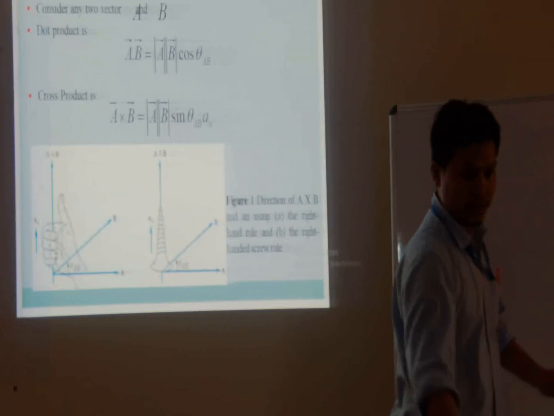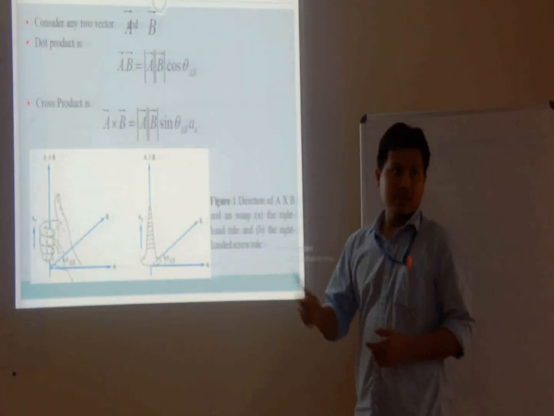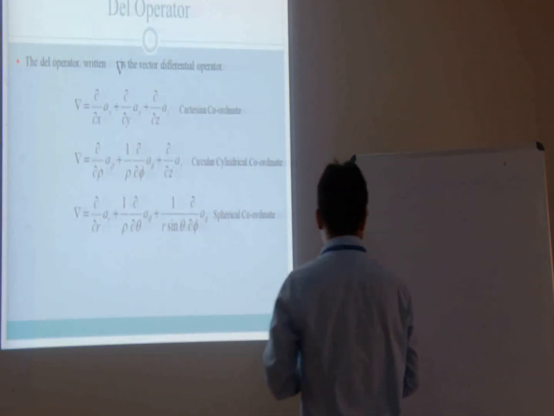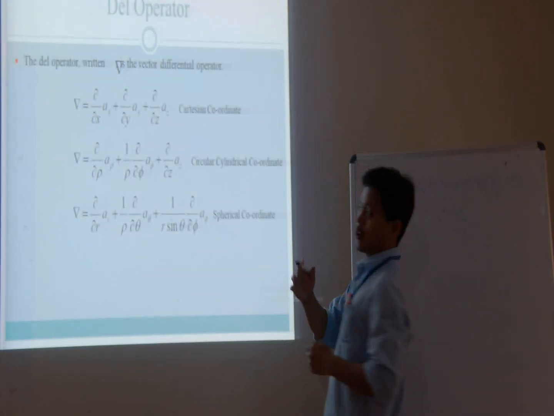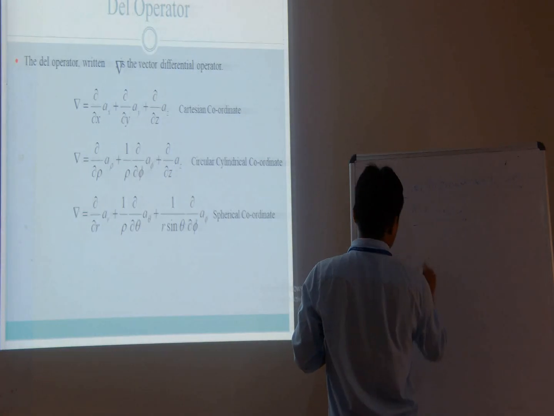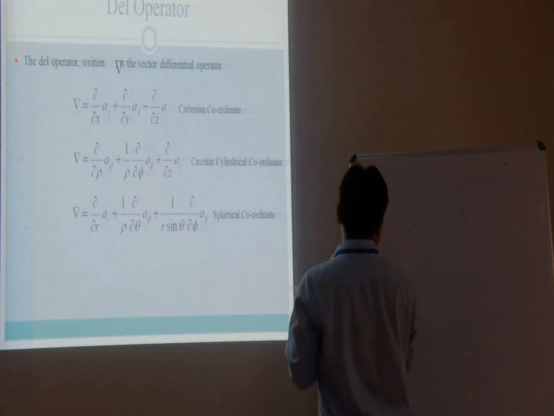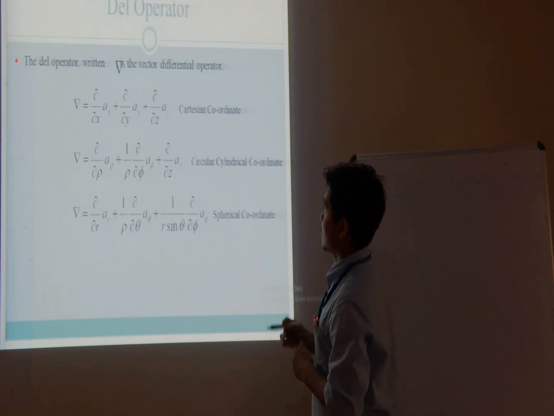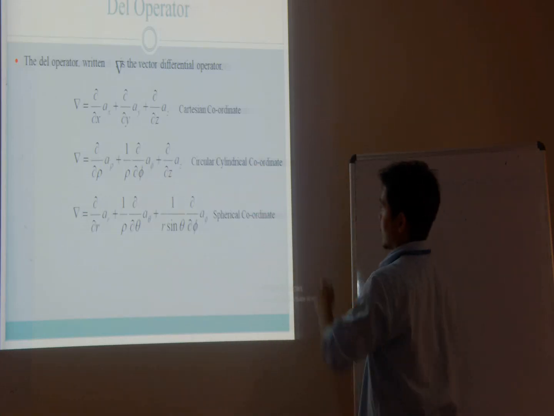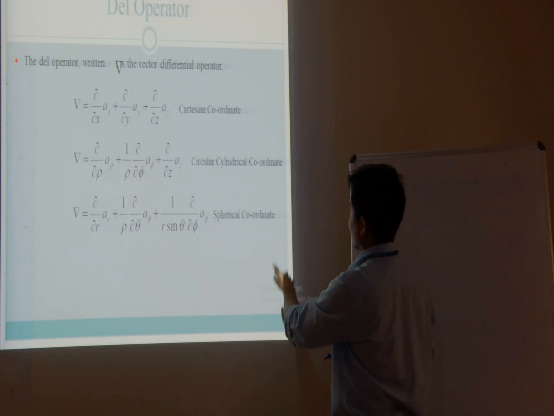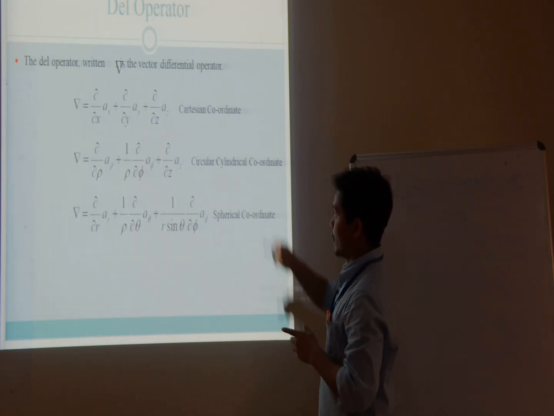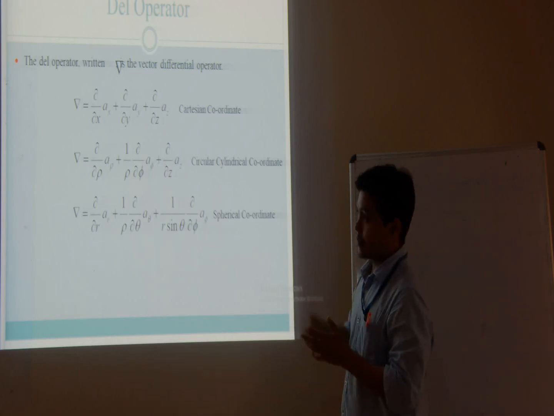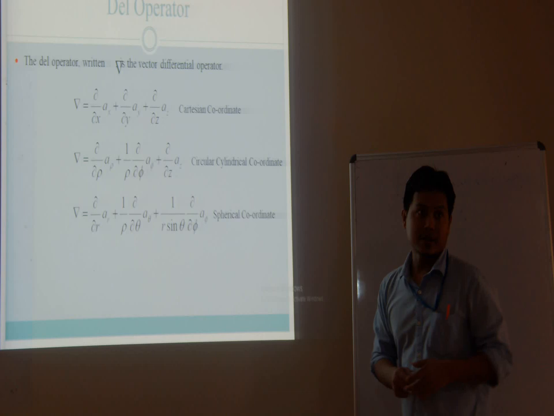So next is the del operator. The del operator is nothing but the vector differential operator. The symbol of the del operator is like this. For Cartesian coordinates, circular cylindrical coordinates and spherical coordinates, there are different del operators, and for the different coordinates I have given the expressions here.